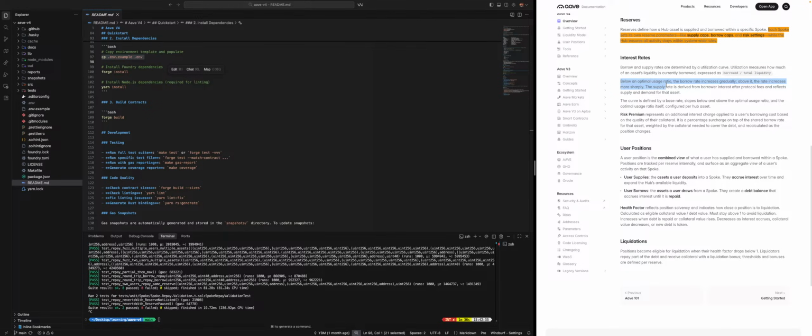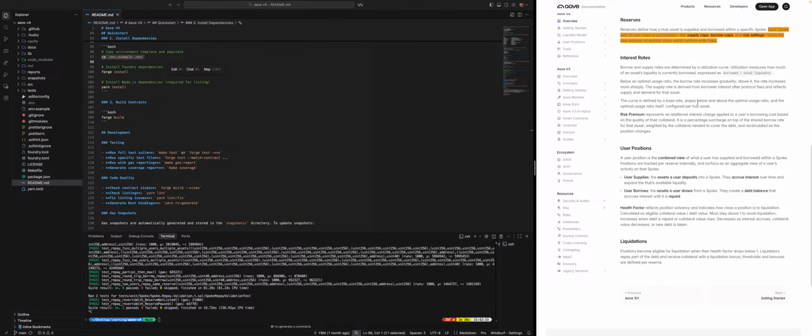Below the optimal usage ratio, the borrow rate increases gradually. Above it, the rate increases more sharply. The supply rate is derived from borrower's interest after protocol fees and reflects supply.